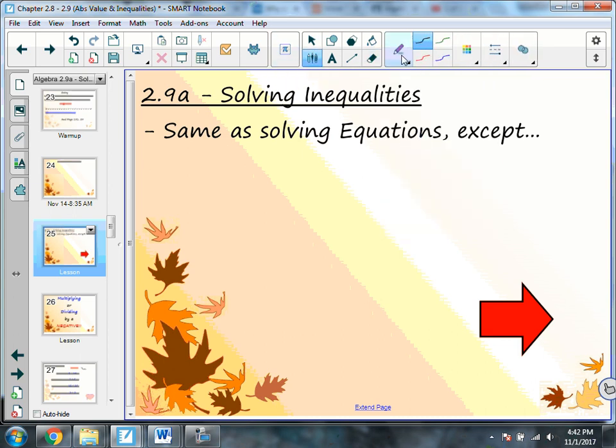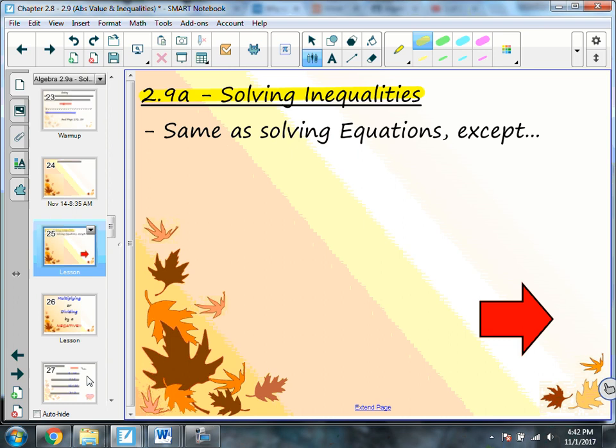Wow, that is super messy. Here, let me do this. The title is 2.9a, Solving Inequalities. And I just want to demonstrate something for you before we start writing things down, before you start taking notes. But please take down the title at this point.